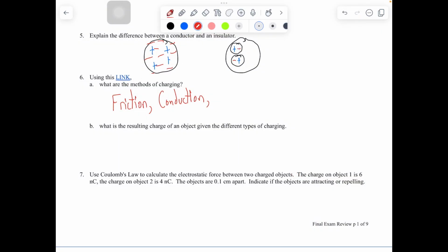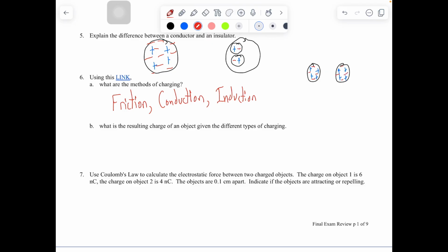Our last type of charging is induction. Now, induction is one of the most complicated methods of charging. This is because you're inducing the charge to move. Now, there's many steps here. Let's say we have two neutral metal spheres. Let's say they each have 4 protons, 4 electrons. So they're both neutral.